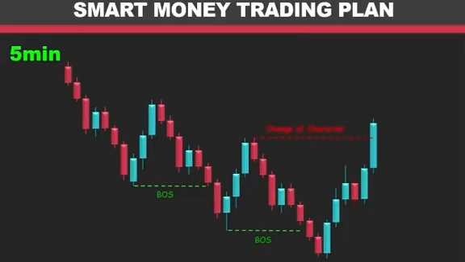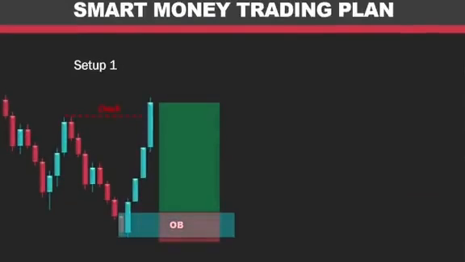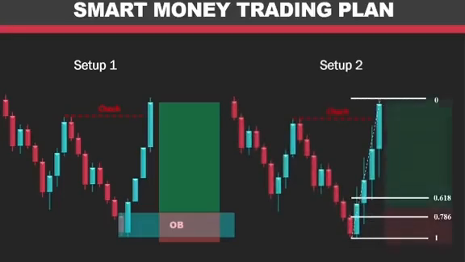We will use two entry setups to open positions. Number 1. If the change of character creates fair value gaps, we will place our buy limit a spread size above the order block. Number 2. If we have no gaps, we will use the retracement levels and enter positions in the middle of the 618 and 786 levels. Stops will be below the swing low and we can use multiple trade management strategies.